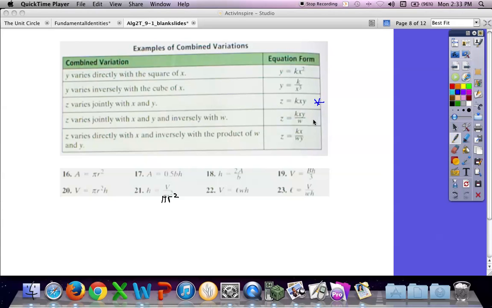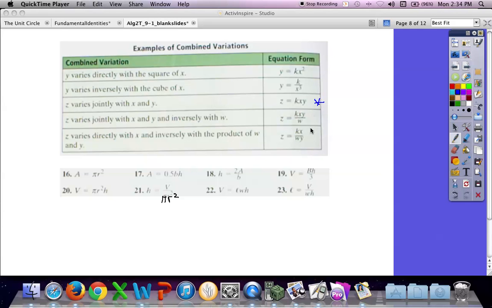So I'll pick it up from here. Z varies jointly with X and Y and inversely with W. And the last one, Z varies directly with X and inversely with the product of W and Y. So we wouldn't call that a joint variation when it's in the denominator. They did it like this, the product of Y and W.